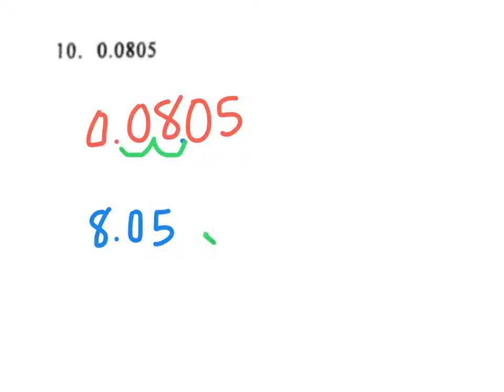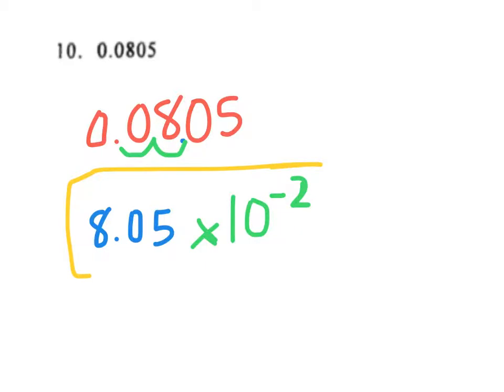So we're going to have times 10. And then my exponent's going to be negative because it's a small number, to the power of negative 2. And this whole thing is your final answer.